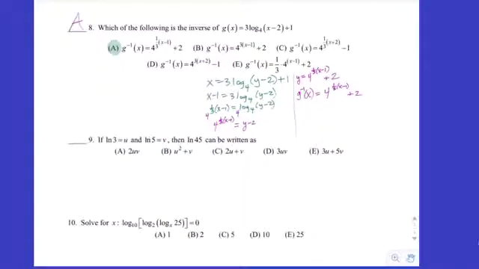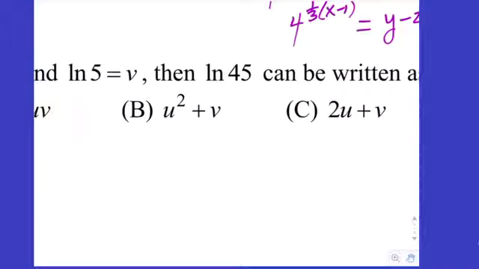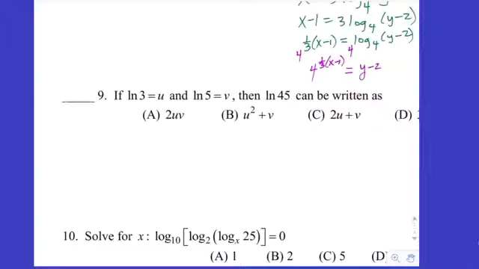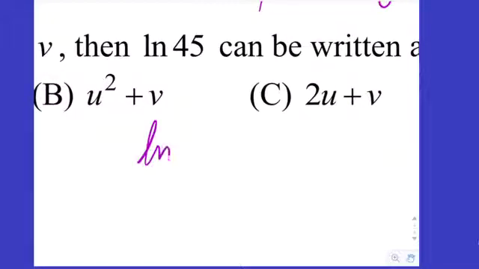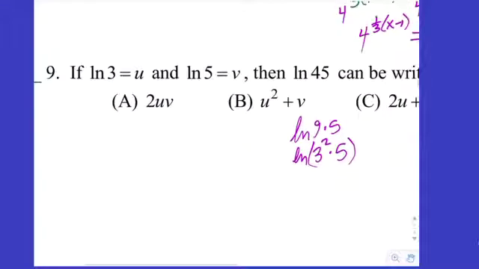Right there. Perfect. All right, number 9. Natural log of 3 is u, natural log of 5 is v. Then we need to write natural log of 45 in terms of u and v. That means the same thing as writing in terms of natural log of 3 and natural log of 5. So we look to factor 45, and I know it's 9 times 5. And now I can write 9 as 3 squared. So there's the prime factorization, and that gets it in terms of 3 and 5, which is what we wanted over here.